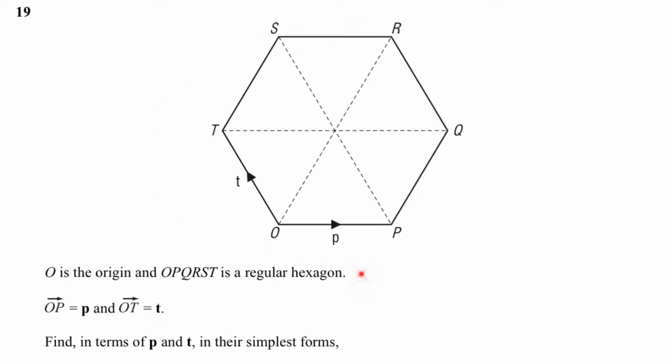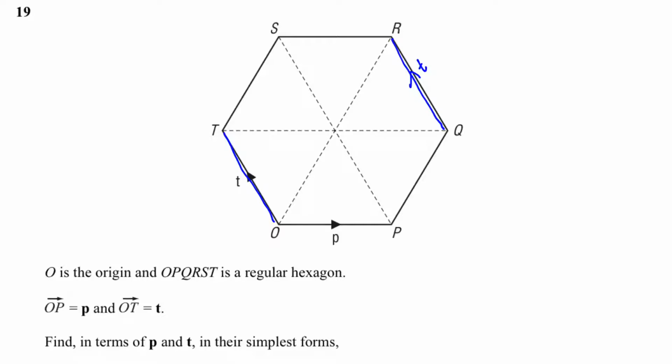We have a vector question here, and it's a hexagon. O is the origin, and OP is P, and OT is T. What you should know when you're solving a vector question with a hexagon is that the opposite sides, the parallel sides, are equal. So what is parallel to OT? QR. So QR will be T. And if you want RQ, it will become negative.